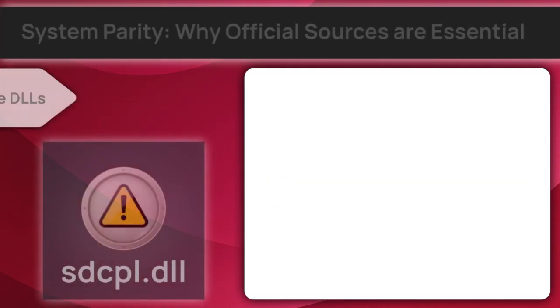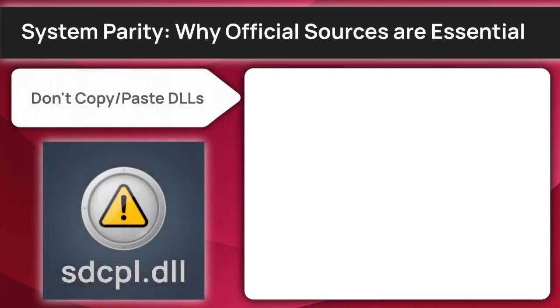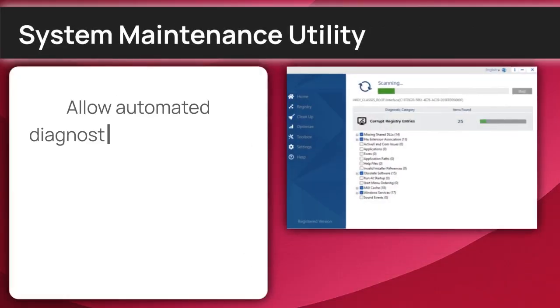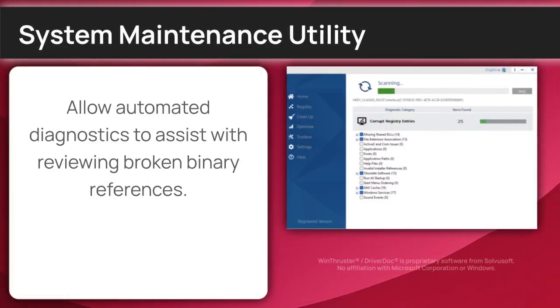Before concluding, I want to address a critical security consideration for maintaining your system's integrity. Installing an unverified version of Firewall Control Panel DLL is one of the most common ways to accidentally bypass your system's built-in security firewall.